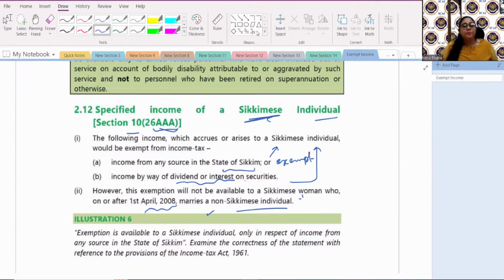Mahima, what is the doubt? Compensation of what? So Raj has a doubt. Sorry, I missed it.